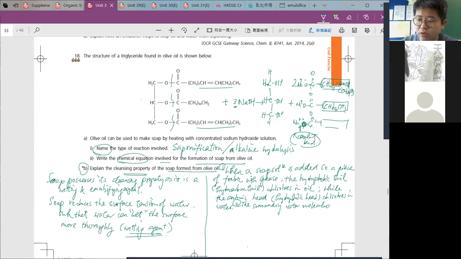What will happen to the surrounding water molecules around the oil droplet? Okay, they will trap the anionic head and lift the grease off the surface.